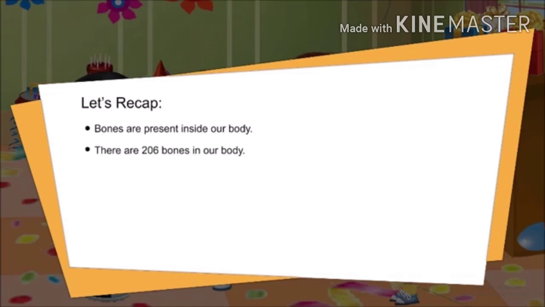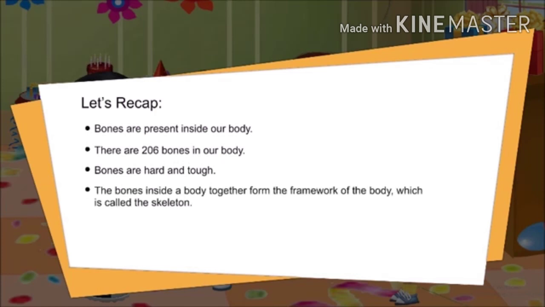Let's recap. Bones are present inside our body. There are 206 bones in our body. Bones are hard and tough. The bones inside a body together form the framework of the body, which is called the skeleton. Places where bones are joined together are called joints.